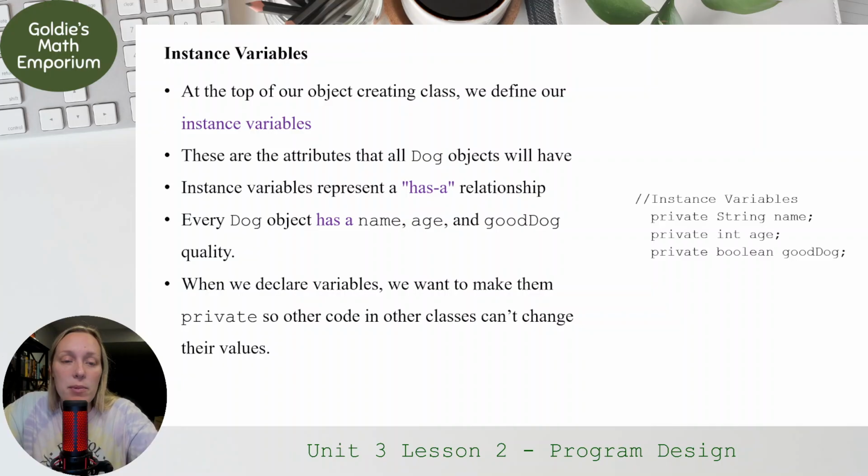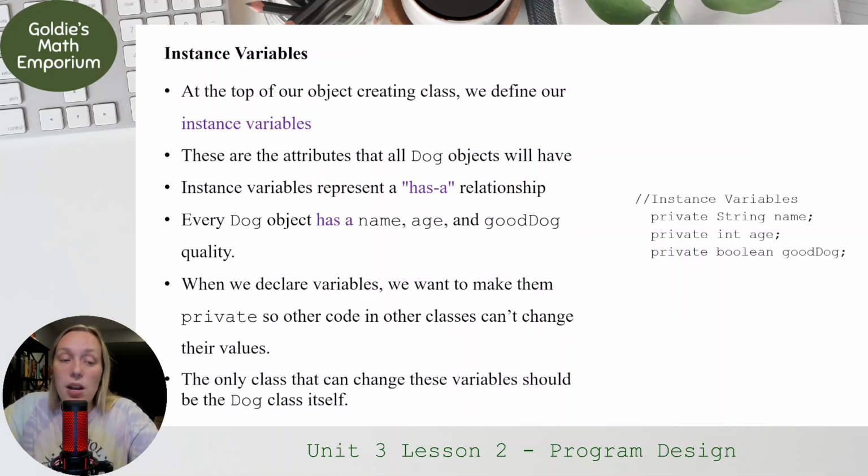Now, when we declare these variables at the top, we want to make sure that they are private. And they're private, meaning that other code and other classes can't change their values. The only class that can change these variables is the dog class itself. So private just means that outside classes can't access or change it. Inside the dog class itself, you can freely access and change these instance variables, okay? And we'll see examples of that throughout this unit. In the dog class, that is okay to change them. Private means outside classes cannot grab or change that information.